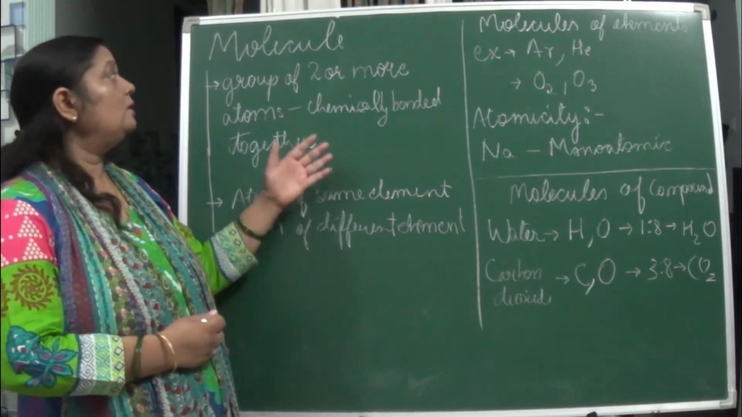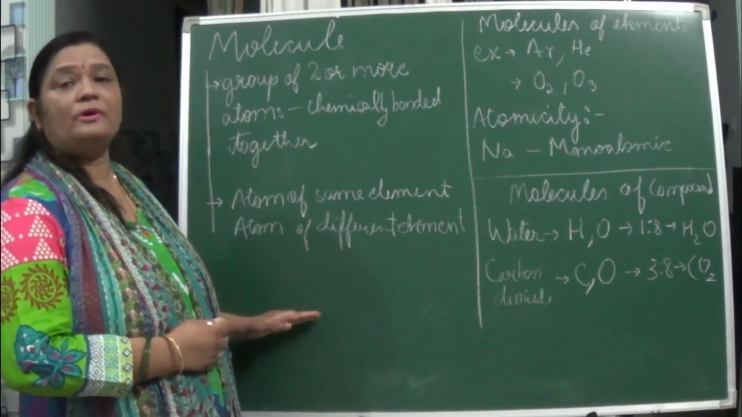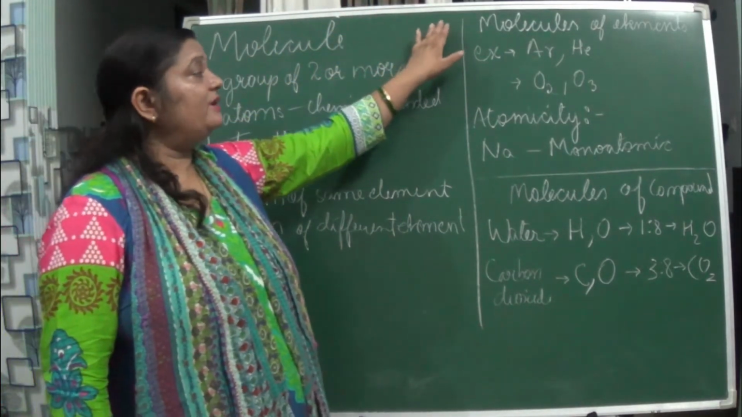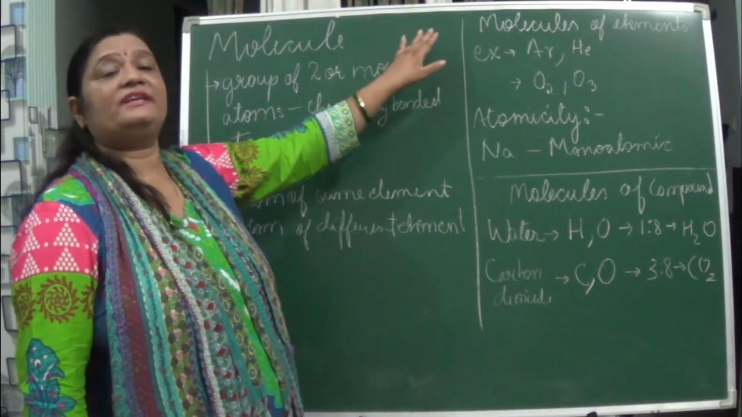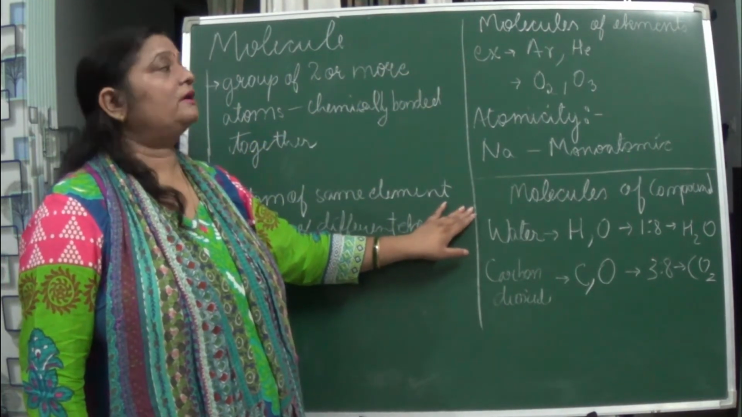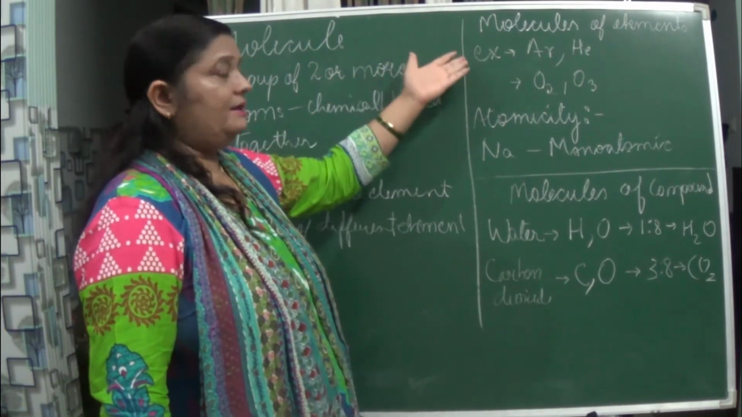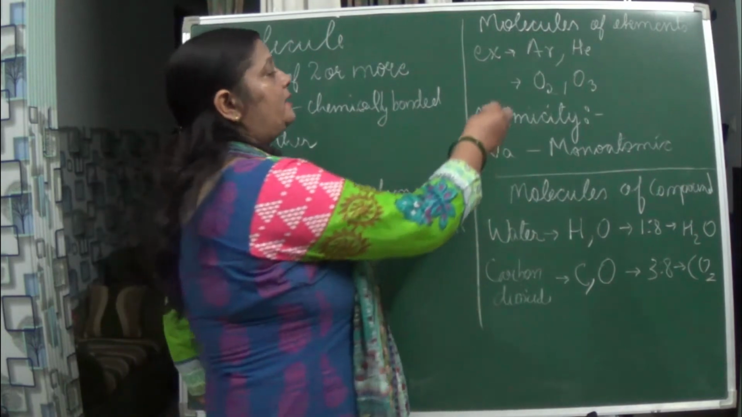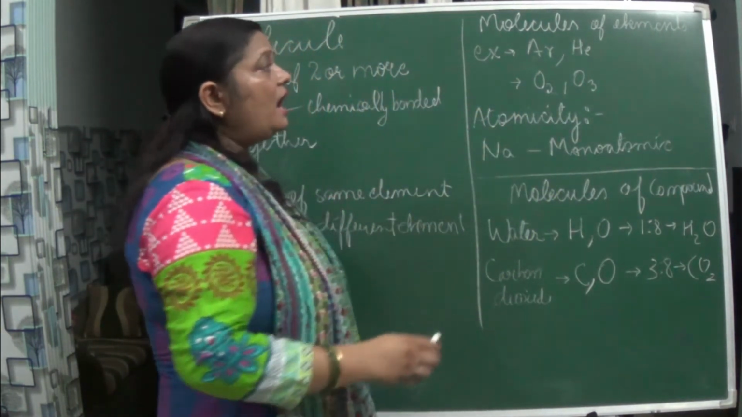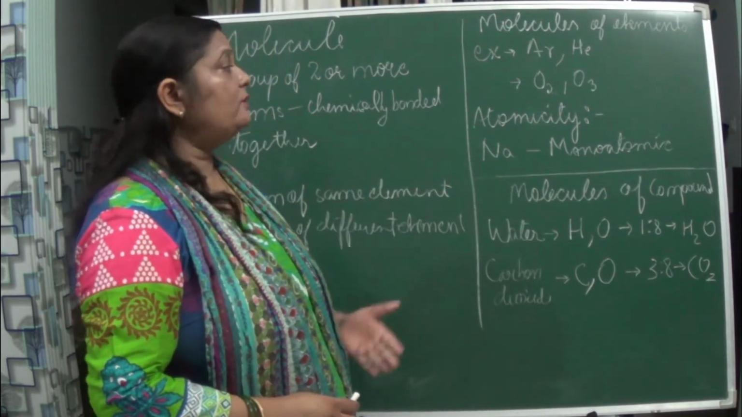So formation of a molecule takes place and the atom exists in the form of what? Molecule. So when it is forming molecules, it can be molecules of elements or molecules of compounds. When we are talking about molecules of elements, examples written here are argon, helium, oxygen, ozone, okay. These are all molecules of elements, okay. But let us study about atomicity.